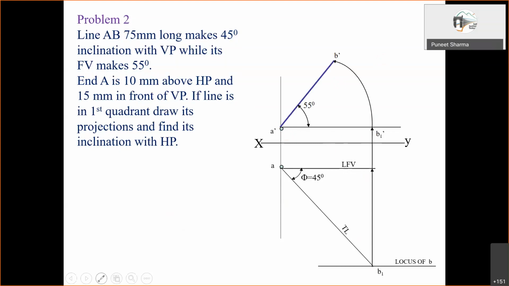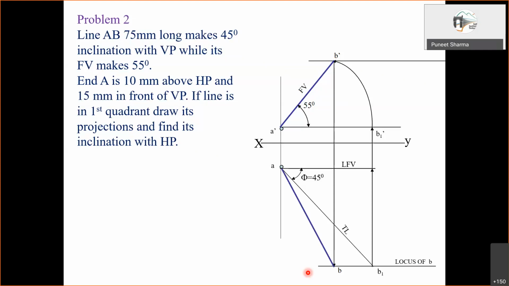Okay. So you look at B dash. Now you know small b will be along this only. So now you can look at B. So this way you get the projections. Fine. What else? Yeah, and an inclination with HP is to be obtained. For that, what we need to do?